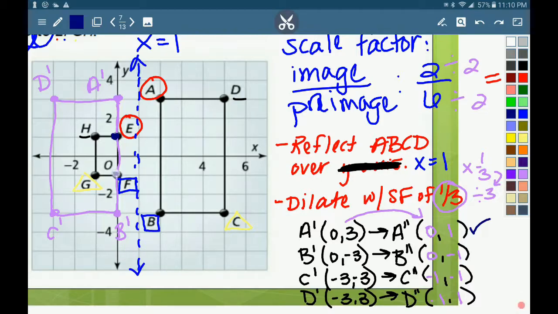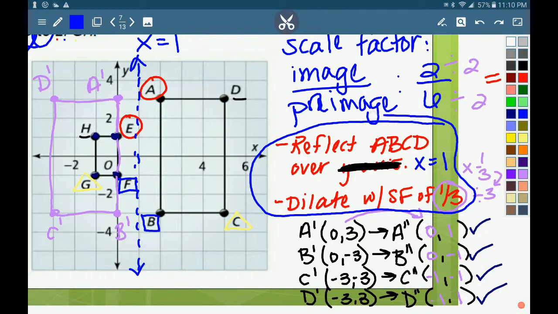I see F is at 0, negative 1. That's exactly what B double prime is. I see G is at negative 1, negative 1. Yep, C double prime. And then I've got H is at negative 1, 1. Which, yep, that's what we got for D double prime. So our proof as to these two figures being similar is going to be the reflection over x equals 1 and the dilation of 1/3. That's our proof. We checked it. It makes sense. All the points landed where they needed to land.